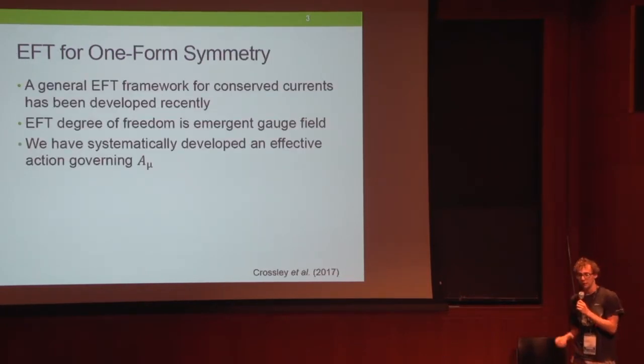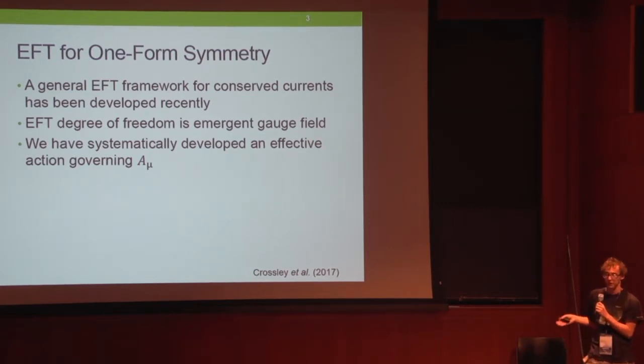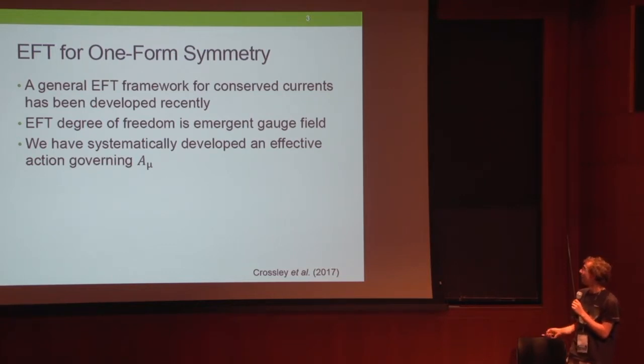And so how are we going to develop an effective field theory for this one-form symmetry? Well, there's been a lot of work recently on developing effective field theory frameworks for conserved currents. And in our case, it turns out that the effective field theory degree of freedom is this emergent gauge field, which I'll call A_mu. And so, using the usual effective field theory idea of identifying degrees of freedom and the symmetries, we've been able to systematically develop an action for A_mu.